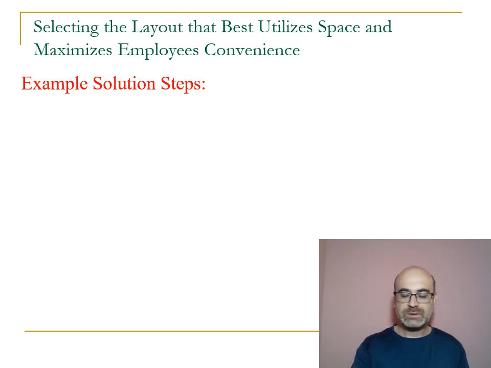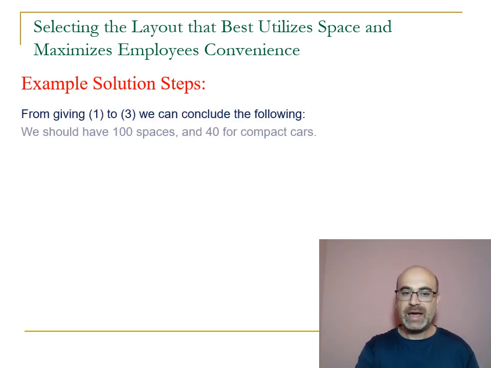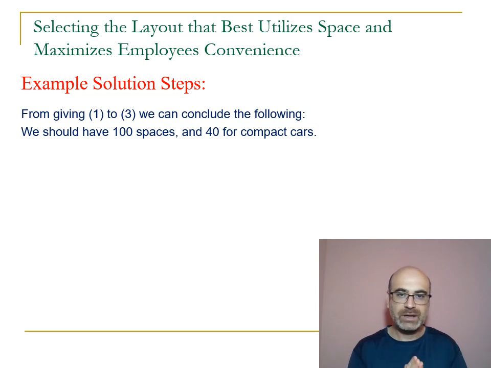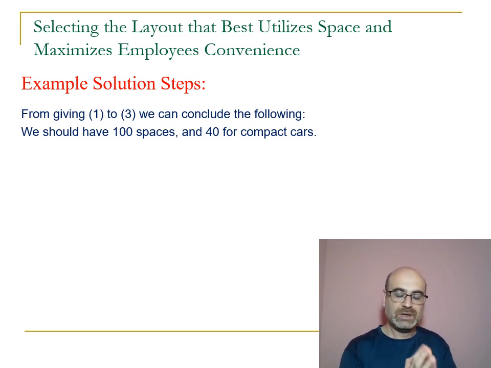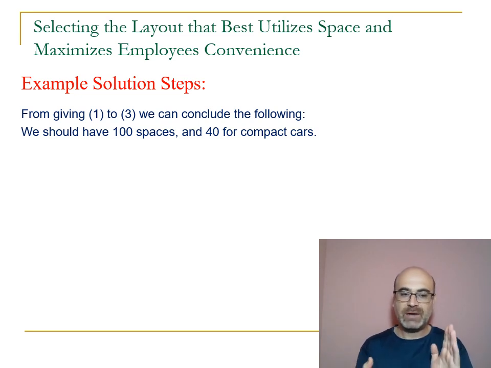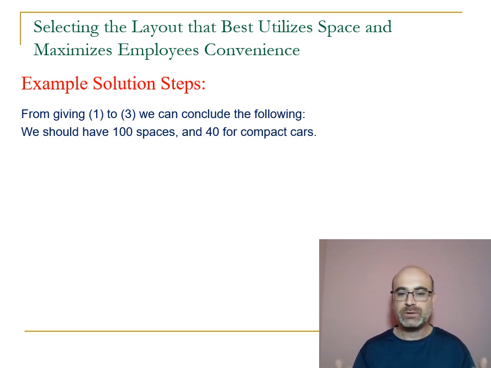Okay, for this question, let's consider, what do we know? We know that there are 200 employees, right? And we need to allocate space for every 2 employees. It means that we should have 100 spaces. We know it. And 40% of the total cars are compact size cars. It means that we need to have 40 for compact cars.